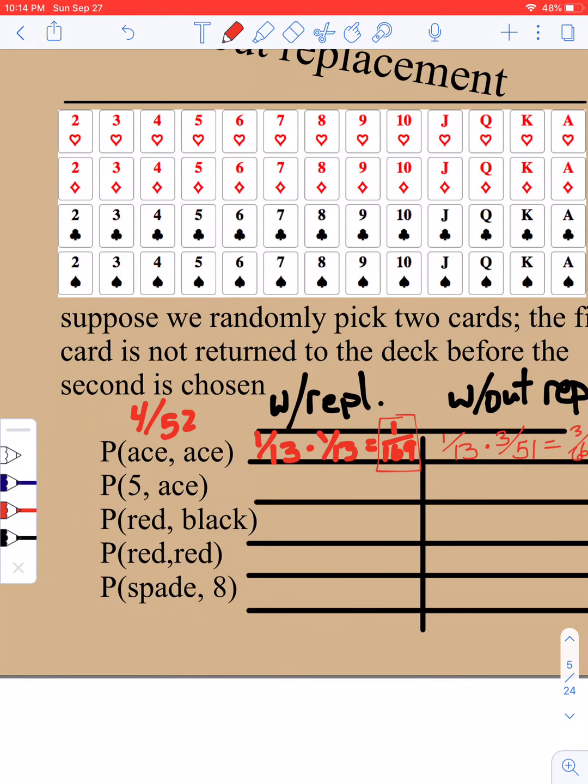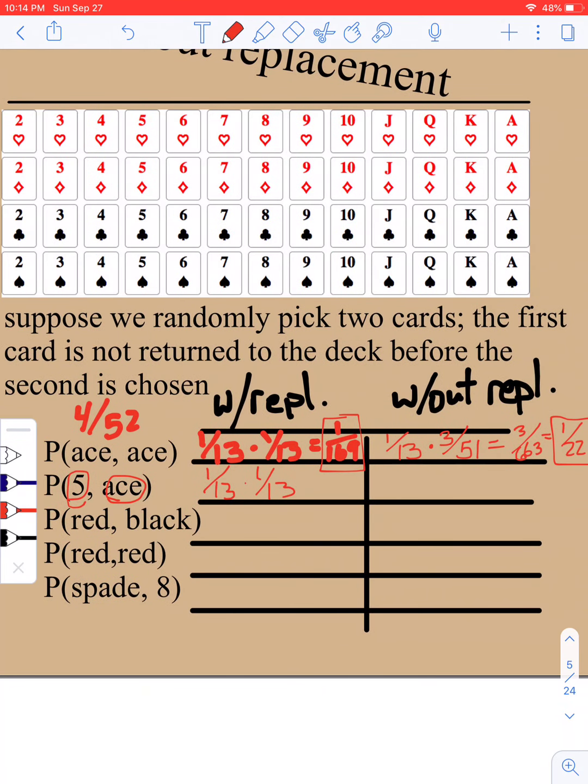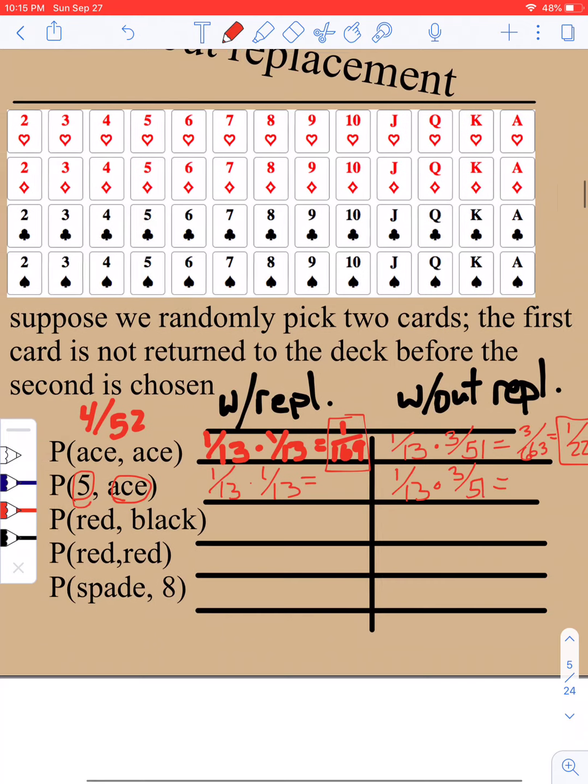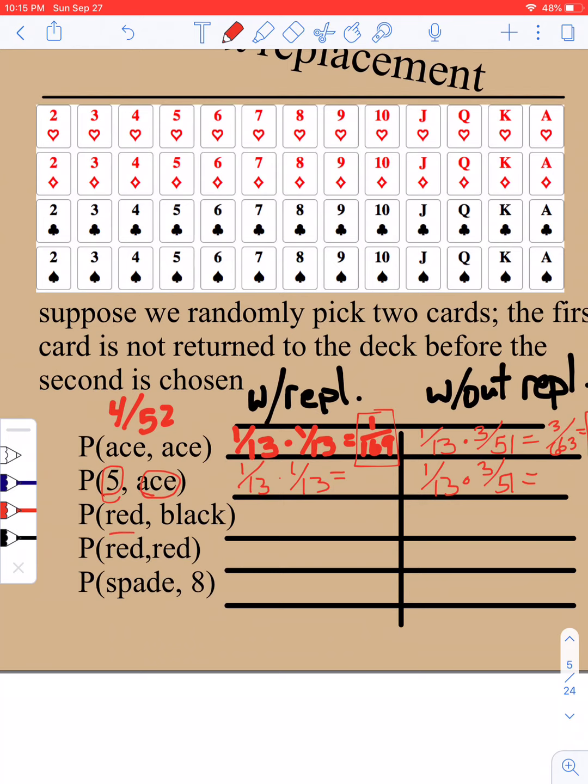So again, for an ace, this time I won't multiply them out, I'll just show you what the probabilities are. Again, there are 4 of these, and there's 4 of those. So it's again 1/13 times 1/13. And here again, without replacement, it's 1/13, and then because you've taken 1 out, it is now 3 out of 51. Now for a red, that's a 50%, so that's 1 out of 2, times a black, 1 out of 2, that would be 1 out of 4.